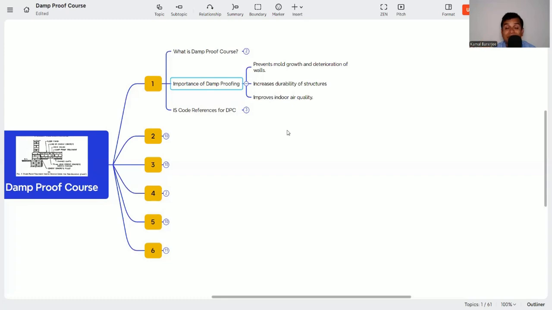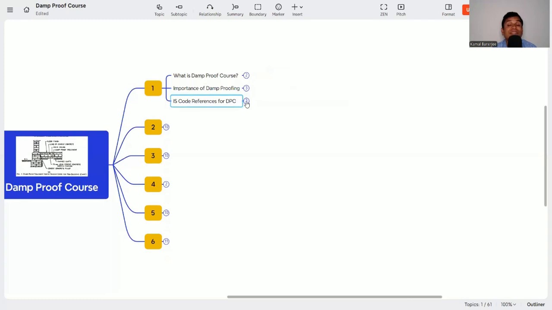If there is dampness, then mold growth will be there, algae growth will be there, and there will be an indoor air quality problem, which is a hazard for the habitants or the people who are living inside the house. That is why it is important to introduce DPC into the structure.